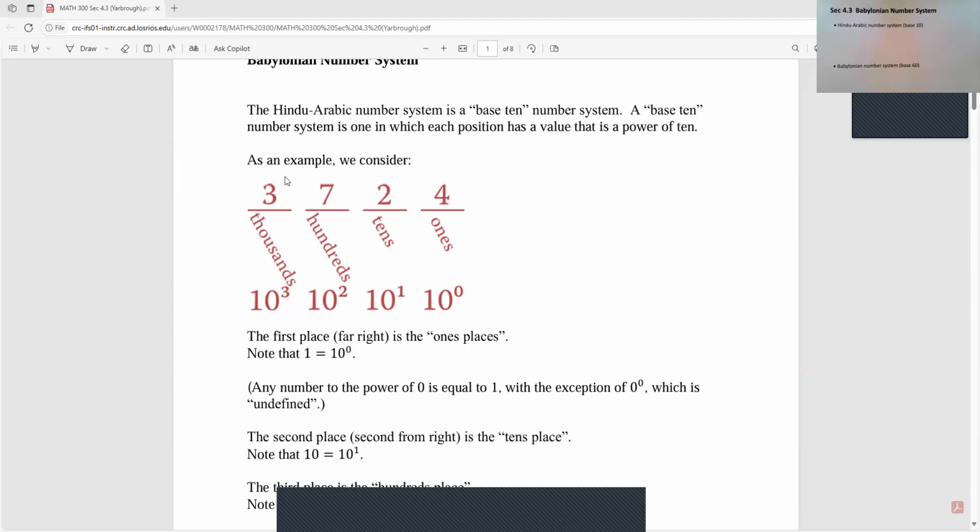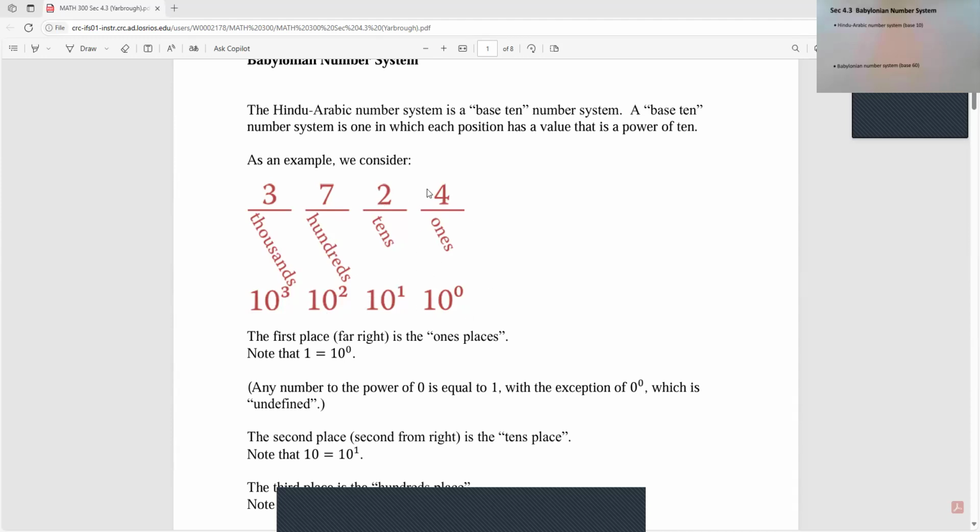Well, of course, the 3 is in the thousands place, and 1,000 is 10 to the third power, 10 times 10 times 10. The 7 right here tells us how many hundreds we have, and 100 happens to be 10 to the second power, 10 times 10. The 2 right here tells us how many tens we have, and 10, of course, is 10 to the first power. So those are all powers of 10. That's what we mean by base 10 number system.